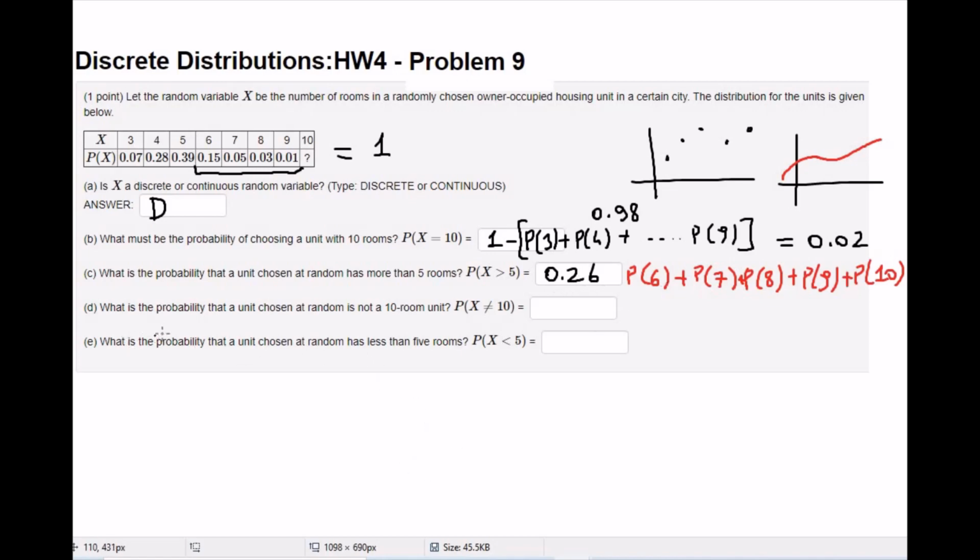Part D is asking what is the probability that a unit chosen at random is not a 10-room unit. So the probability that it is not equal to 10 is 1 minus the probability of 10, which is 1 minus 0.02, which is 0.98. Anything but 10 is the rest. What is the probability that a unit chosen at random has less than 5 rooms? So that is the probability of 3, 4, that's it, because strictly less than 5, which is 28 plus 7 is 35, so 0.35 is the probability for E.